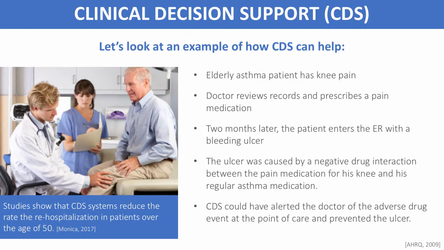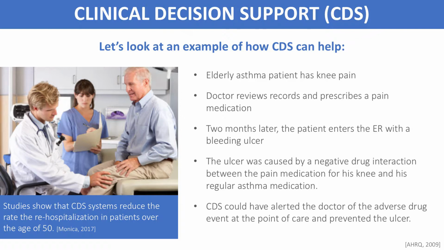However, within 2 months, John has a painful ache in his stomach that sends him to the emergency room. It turns out he has a bleeding ulcer that, after some diagnosis, was found to be caused by an adverse drug interaction between the pain meds and the patient's normal asthma medication.